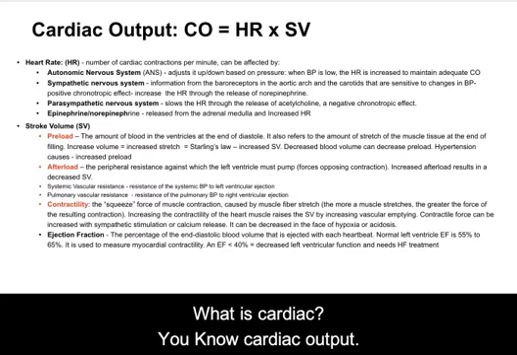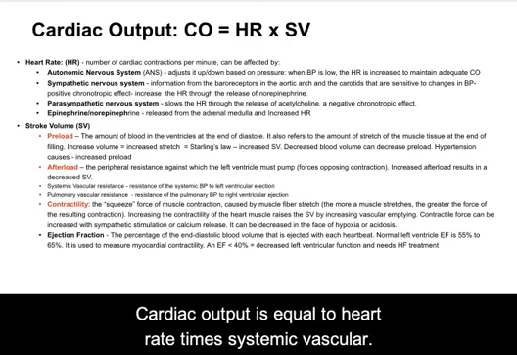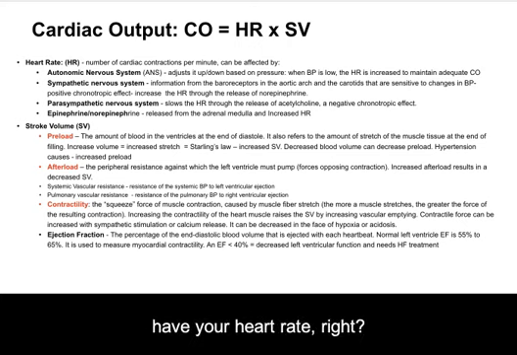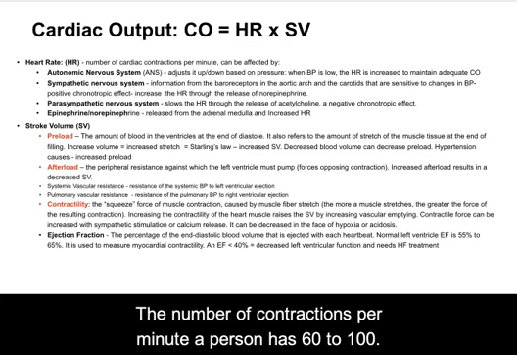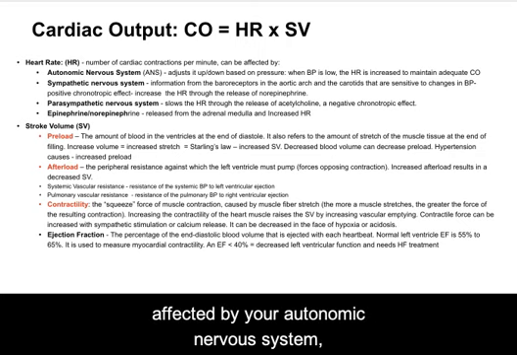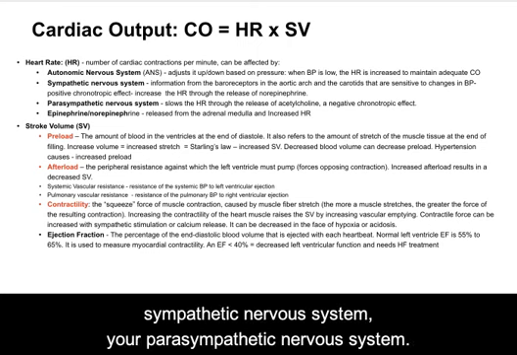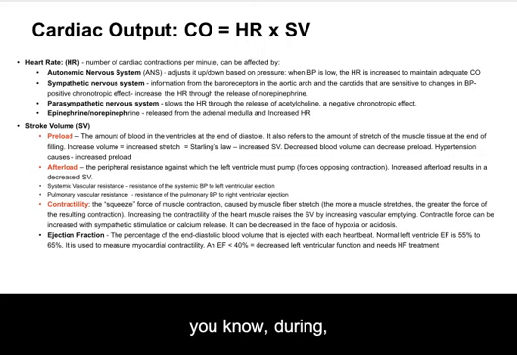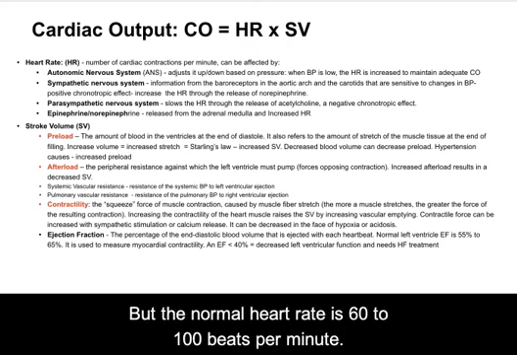What is cardiac output? Cardiac output is equal to heart rate times stroke volume. First you have your heart rate, right? The number of contractions per minute. A person has 60 to 100. This is affected by your autonomic nervous system, your sympathetic nervous system, your parasympathetic nervous system, and epinephrine and norepinephrine, or adrenaline, released during the fight or flight response. So all of these affect your heart rate, but the normal heart rate is 60 to 100 beats per minute.